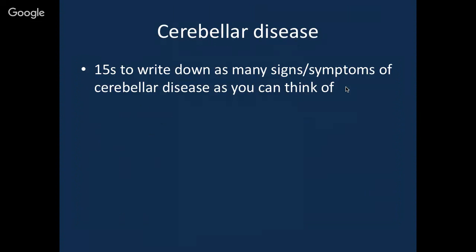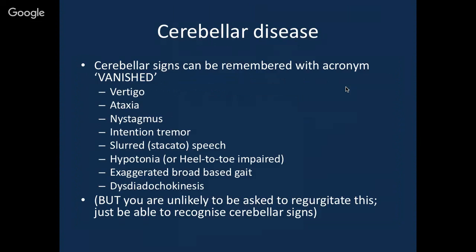Any others? Nystagmus, yes, absolutely. Anything else? Wide-based, sorry, shuffling is more Parkinson's, but yeah, wide-based gait, could be shuffling. But broad-based gait is what you'd be seeing. Anything else? So the acronym I use is VANISHED. It's got every single thing there. You guys got most of them, but vertigo as well, ataxia, the intention tremor, the slurred speech, which is dysarthria.